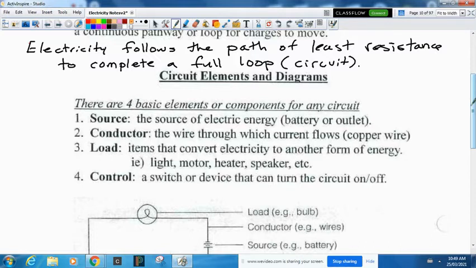The load is the item that changes electricity into some other form of energy. So it could be a light, a motor, a heater, or a speaker. There are lots of other possible loads as well. And then a control is a switch or a device that can turn the electric circuit on or off.